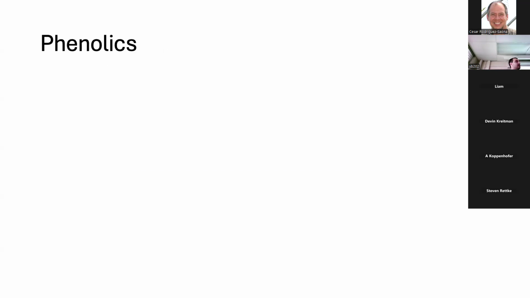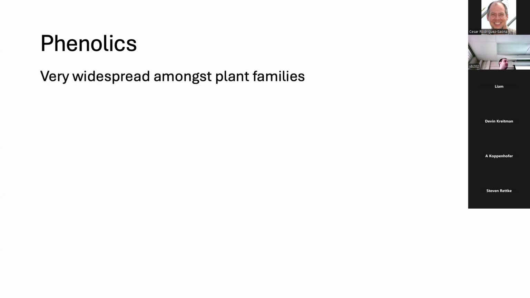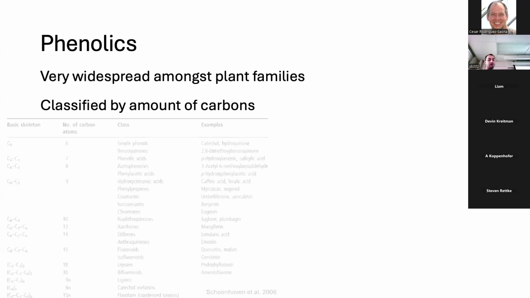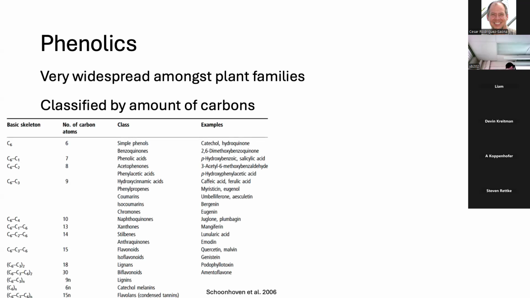And so for our next overall grouping, phenolics, everybody's favorite. I could tell by all of your faces, you love phenolics. These are very widespread amongst plants. Similarly to terpenoids, they are classified by the number of carbons found within the compound. So there's this fun little table. Number of carbon atoms is how we classify them.